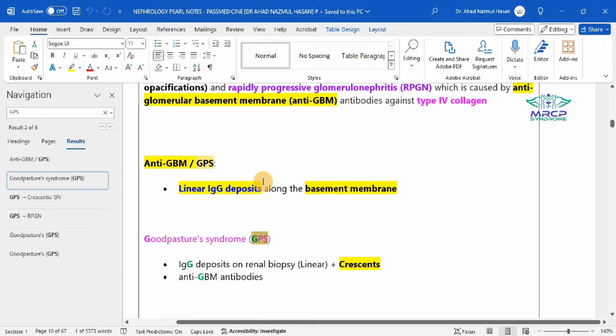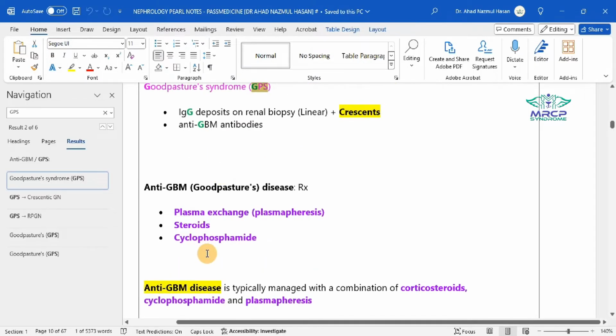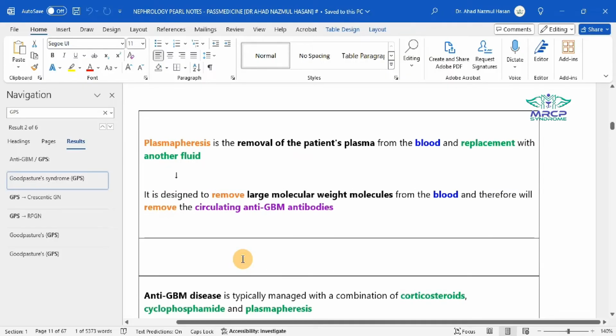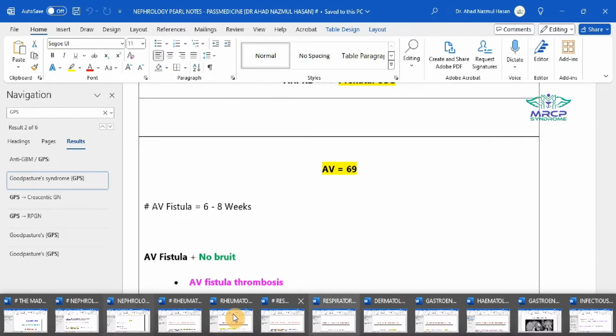And what should be the renal biopsy findings in case of GPA? There would be pauci-immune crescentic glomerulonephritis. And in case of anti-GBM disease, there would be linear IgG deposition along the basement membrane. So IgG deposition which is linear, crescent formation, and the anti-GBM antibodies. And the initial choice would be a combination of the two Cs, corticosteroid plus cyclophosphamide. Definitive is plasmapheresis. And this type of patient may also come up with a history of renal transplant failure.